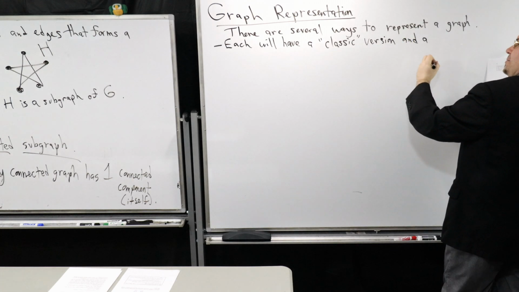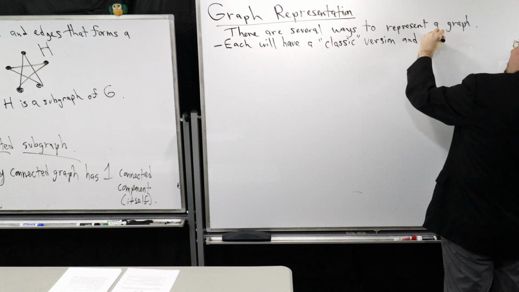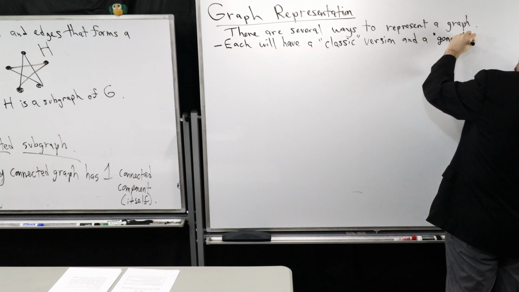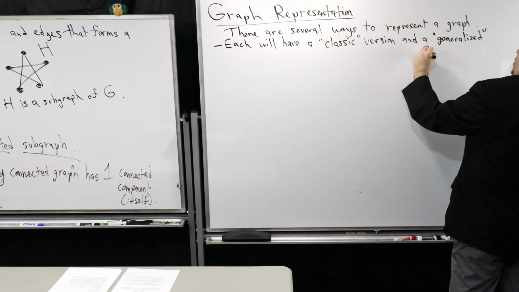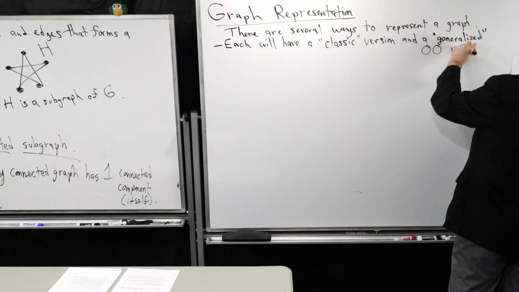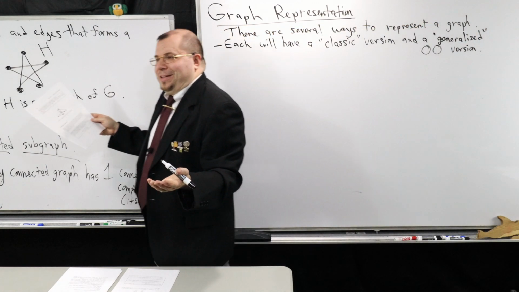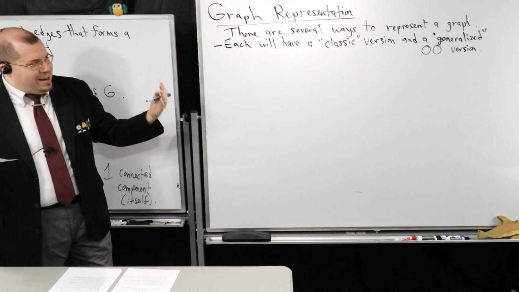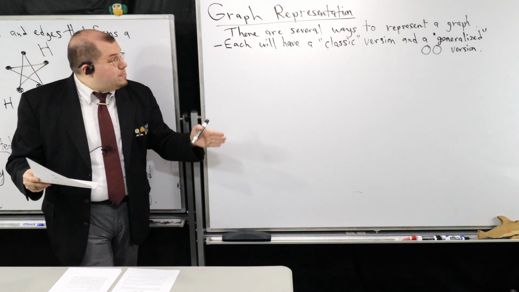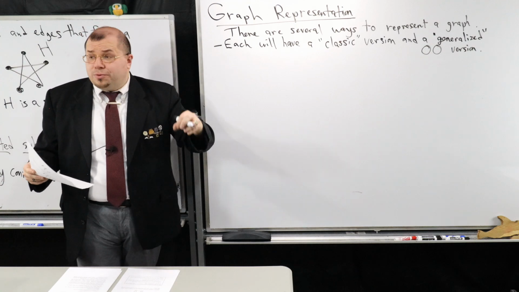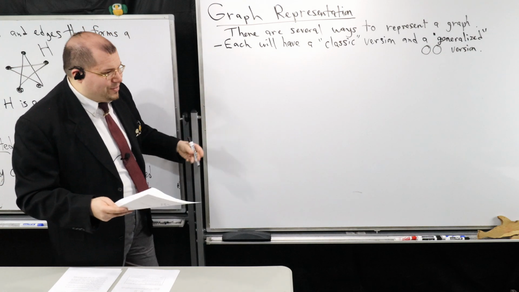So each will have a classic version and a generalized OO version, so more of an object-oriented version. Keep in mind that the classic version also can be completely OO based. It's just, like I said, very concise and simple. I'll highlight and mostly focus on the classic one, but I'll show you what the generalized one looks like so you can get a flavor for it.